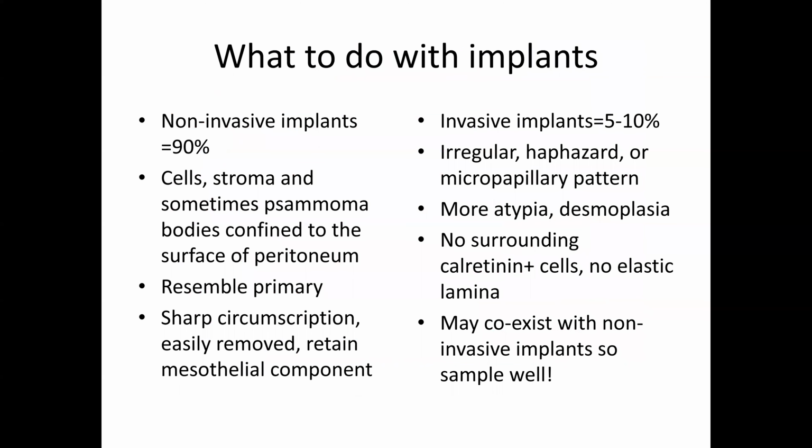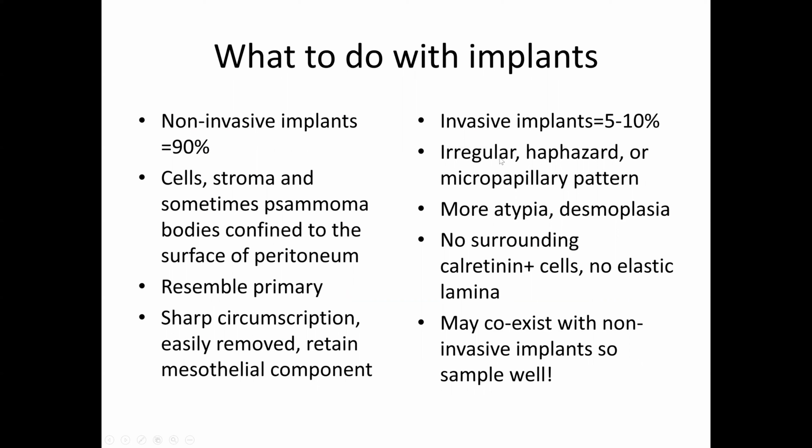So let's talk about one of the vexing problems with serous borderline tumors, and that's the implants. As you know, these tumors can spread within the intra-abdominal cavity and the pelvic perineum, and that does not necessarily imply malignancy. And so we have things that have come up with regard to definitions. One is what's been termed non-invasive implants, which is the vast majority of them. And these are cells, stroma, and psammoma bodies that are confined to the surface of the peritoneum. They generally look like the primary tumor. They're sharply circumscribed and fairly easily retained, and have some sort of mesothelial component.